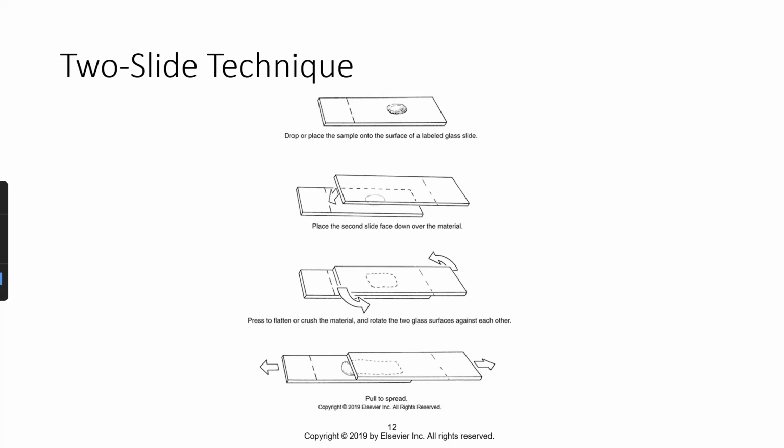So here's just a picture. You've got it on the specimen, or the specimen goes on the slide. Put another slide on top of it, smear it around, and then you can pull it off to spread it thin.